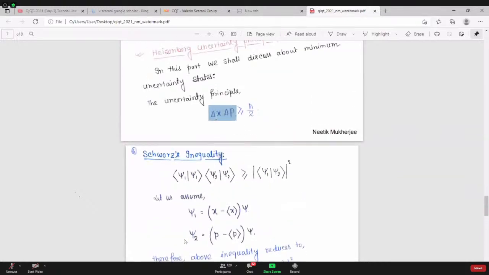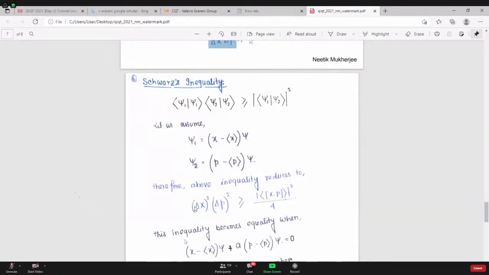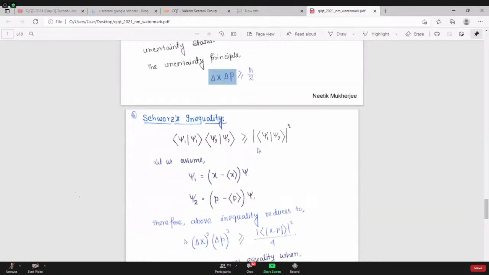My objective is to get an answer in terms of x and p. But the general form is a minus average of a and b minus average of b. Then you can do it, and you will get a form of delta a into delta b and like that. But here in this case, this is the objective. That's why I have chosen a equal to x and b equal to p.